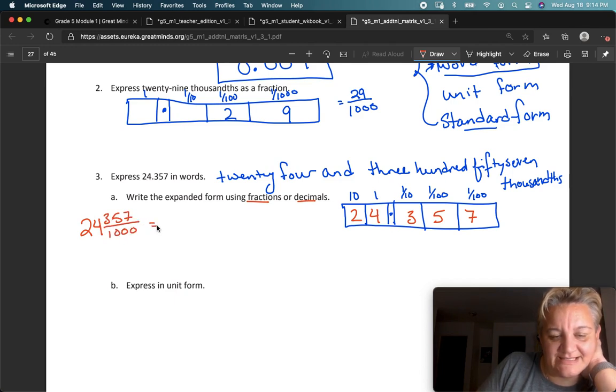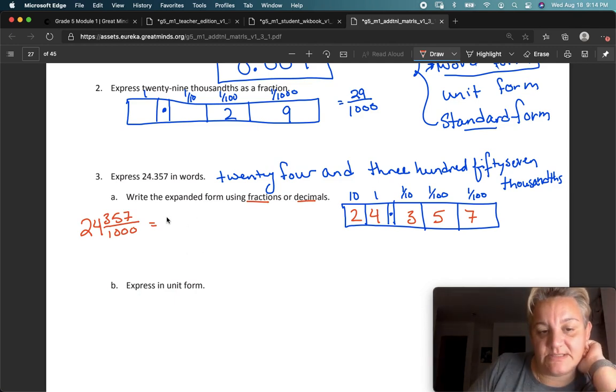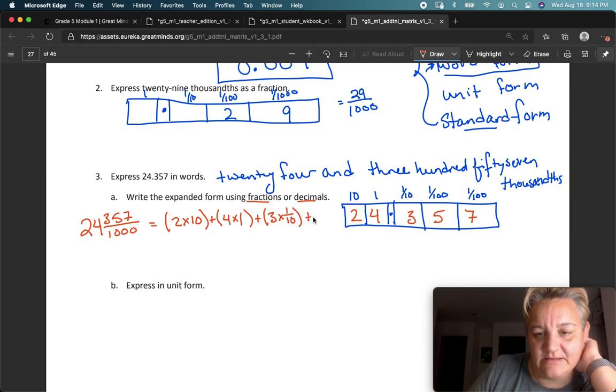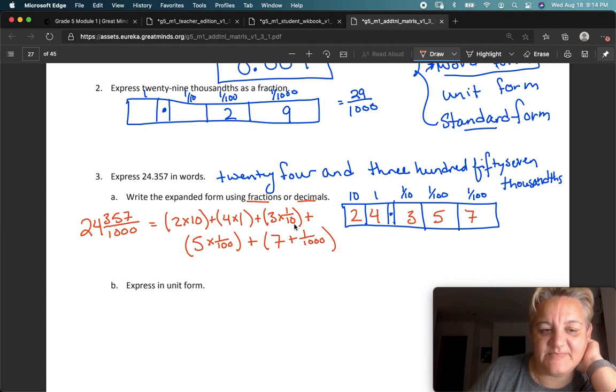And how am I going to write that as an expanded form? Okay, so it's going to be 2 times 10, because there's 2 in the 10 spot, and 4 times 1, because there's 4 in the 1 spot, and 3 times 1/10. I'm going to run out of room, aren't I? And 5, I'm just going to go down here, and 5 in the hundredths spot, and 7 in the thousandth spot. Okay, and that's expanded form for fractions.